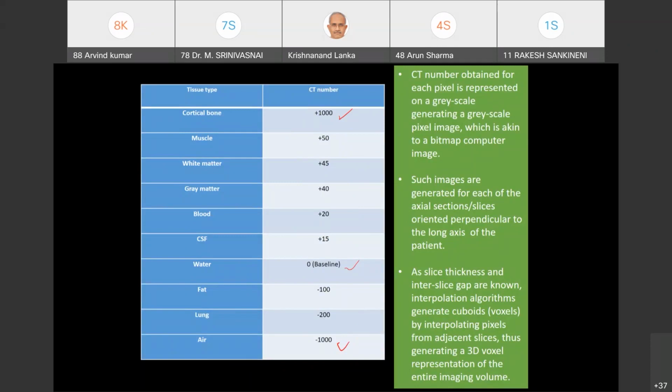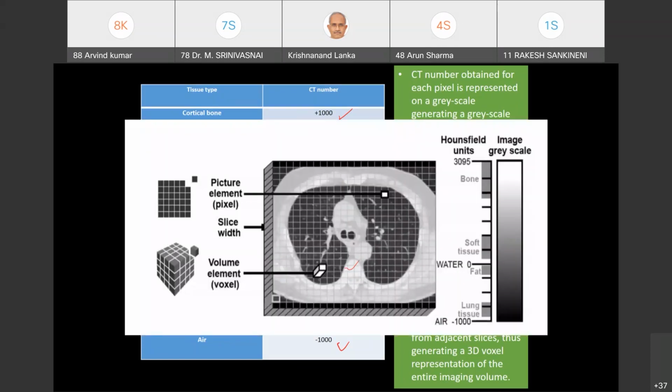So on a grayscale pixel image, which is akin to a bitmap computer. Such images are generated for each of the actual slices. As slice thickness and interslice gap are known, interpolation algorithms generate cuboids, voxels, by interpolating pixels with adjacent slices, thus generating a 3D voxel representation of the entire volume image. So that is how each slice information is generated.